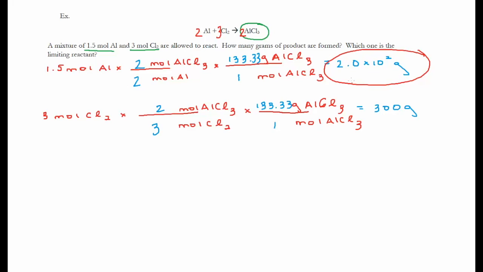So the smaller amount is what's going to be produced. And the reason why is after I've made 200 grams of aluminum chloride, I am now out of aluminum. I have no more. So even though I could make more with chlorine, I could make 300 grams, there isn't enough aluminum to make 300 grams of aluminum chloride. And so my limiting reactant is going to be aluminum.